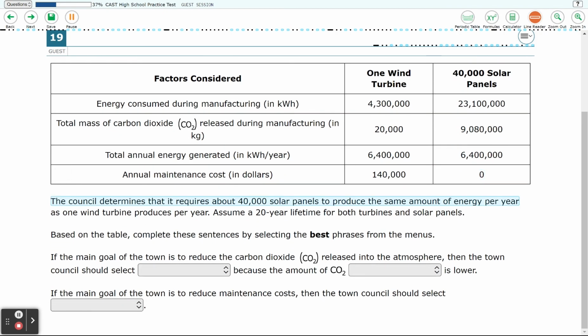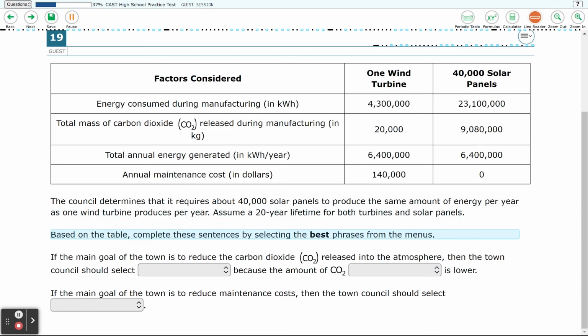The council determines that it requires about 40,000 solar panels to produce the same amount of energy per year as one wind turbine produces per year. Assume a 20-year lifetime for both turbines and solar panels.